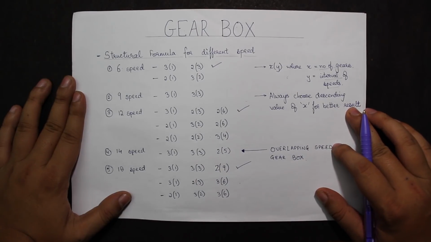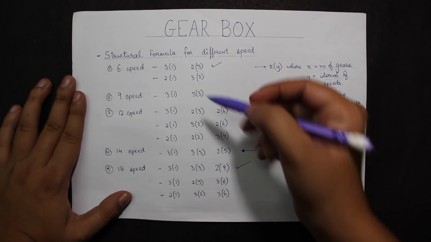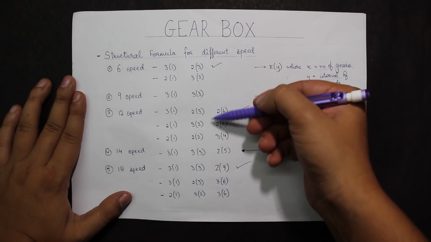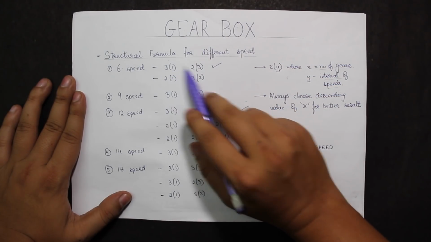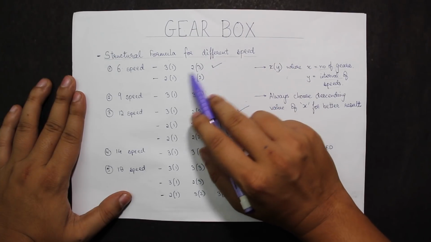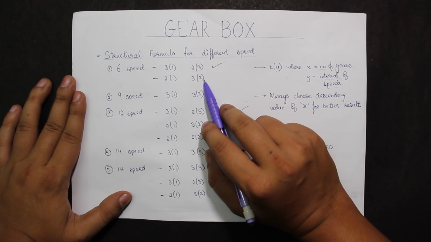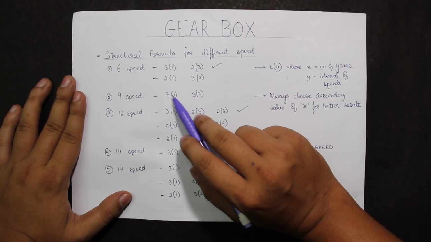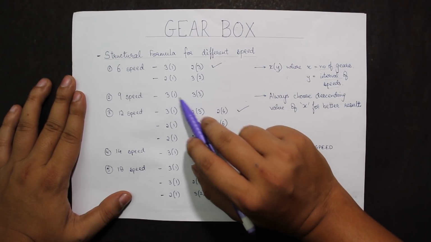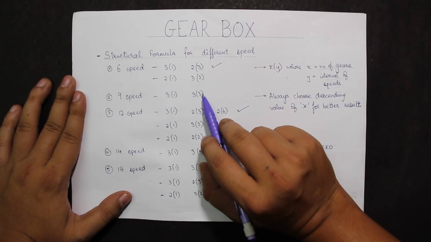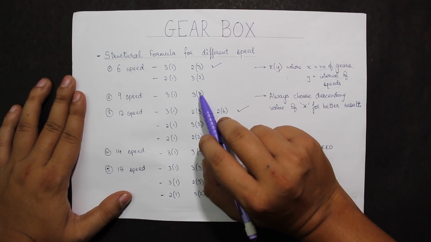So according to the arrangement, we can have a number of combinations to achieve the final stage. For instance, in this 6-speed gearbox, I can have two types of combination: 3-1-2-3 and 2-1-3-2. Similarly, for 9-speed, I can have only one combination, that is 3 number of gears with one interval and then 3 number of gears with the speed variation of 3.